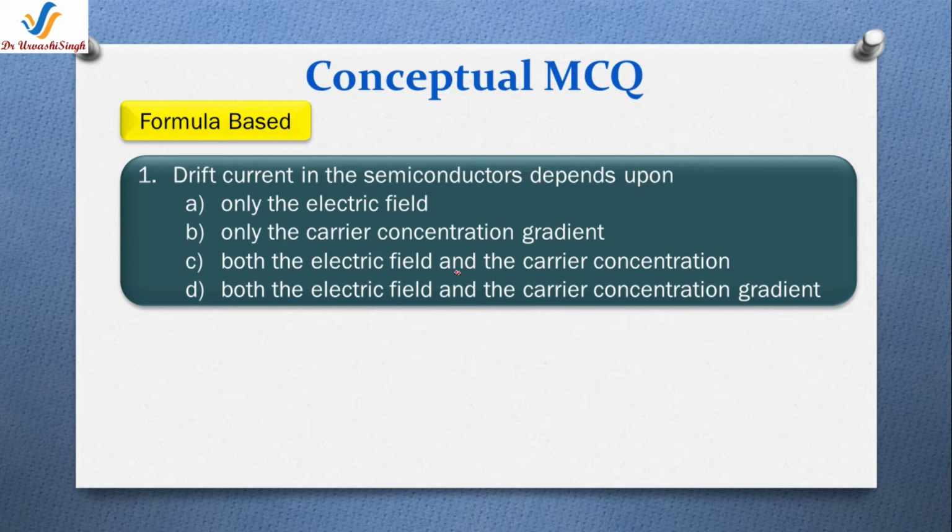This is very simple. First of all, this question is formula based and asking directly about the drift current. So, recall the drift current formula: the drift current is equal to A, the cross-sectional area of the semiconductor material, multiplied by the charge of the carrier, the concentration of the carrier, and then the mobility of the carrier and electric field. So you can see that drift current is directly proportional to the concentration of the carrier and the electric field, which is our option C.